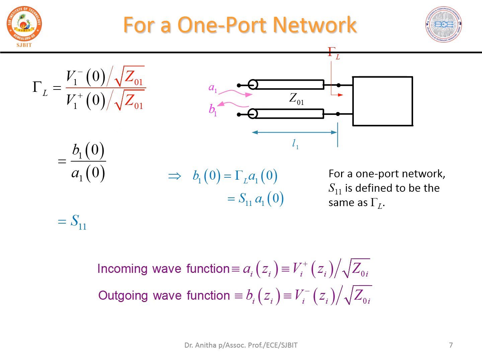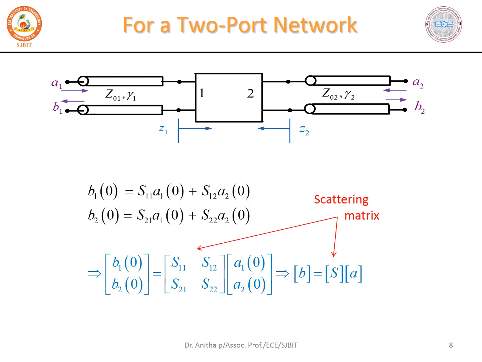We had seen B can be expressed in terms of A. B is equal to S into A for an n-port network. The B1 by A1 ratio is nothing but S11. We also call it the reflection coefficient at that particular port. So A is nothing but the incoming wave and B is nothing but the outgoing wave, normalized ones. And you can express B is equal to S into A. You can also express that in terms of the S matrix.